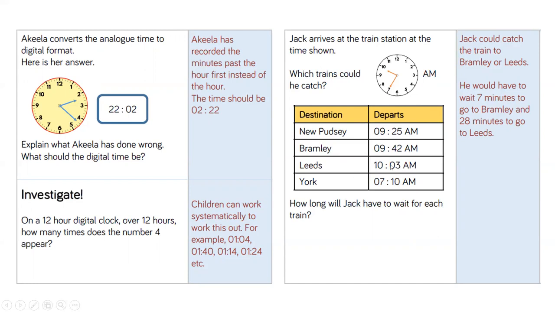Could he go to Leeds on the 10:03? So he arrives at 9:35, so he'd only have to wait for 28 minutes and then he could catch that one. What about the 7:10 in the morning? Well, actually, that will have left over 2 hours beforehand. So the only two that he could have caught is the Bramley and the Leeds train.